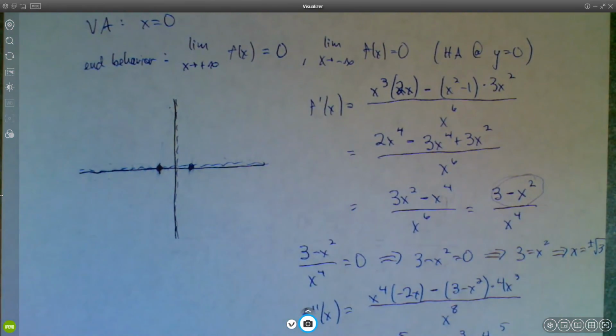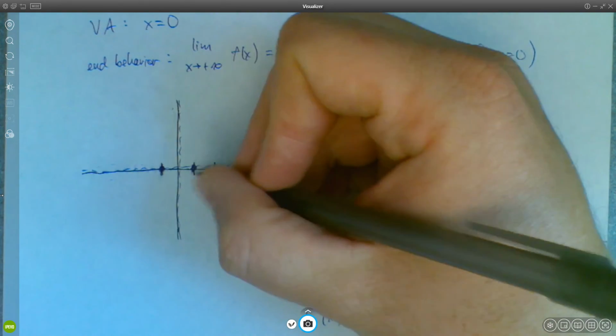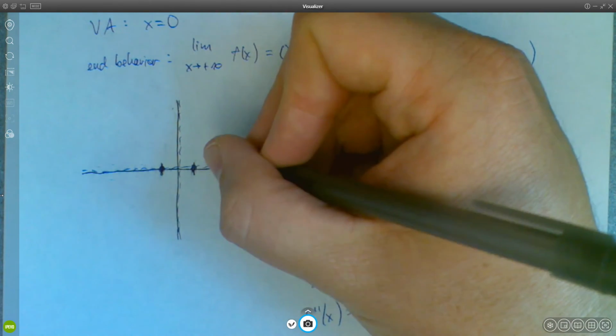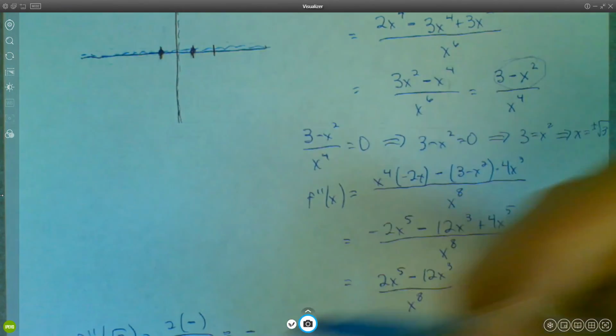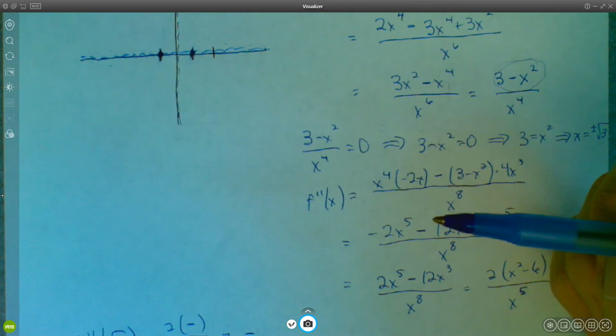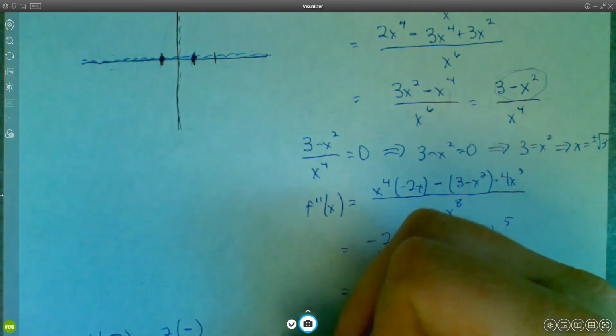Square root of 3, by the way, is like 1.7. So square root of 3 would be somewhere between 1 and 2, like 1.7. And f of x is concave down there, which tells me that square root of 3 is a maximum, right?